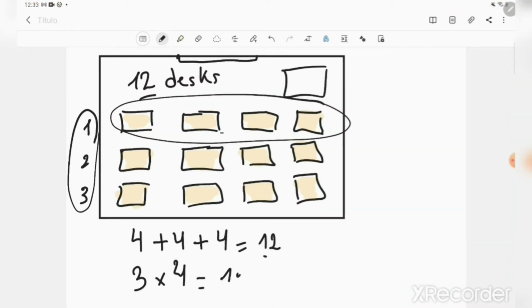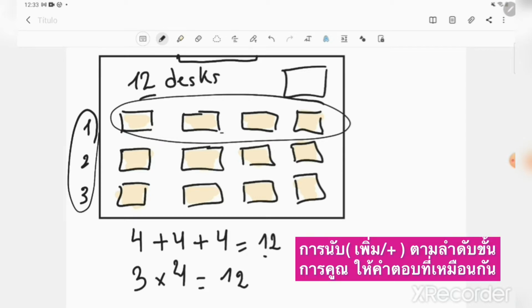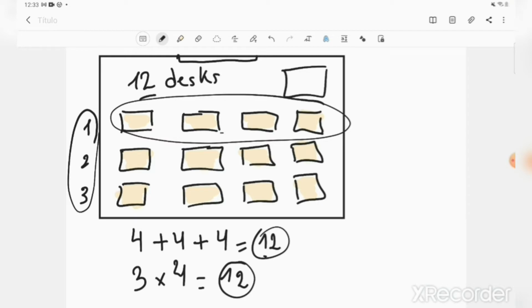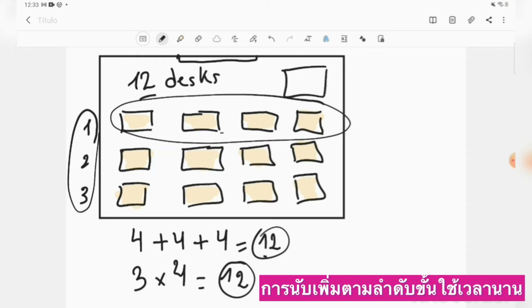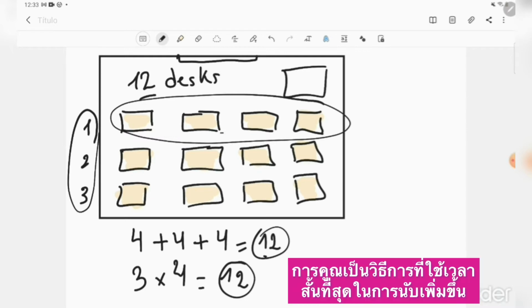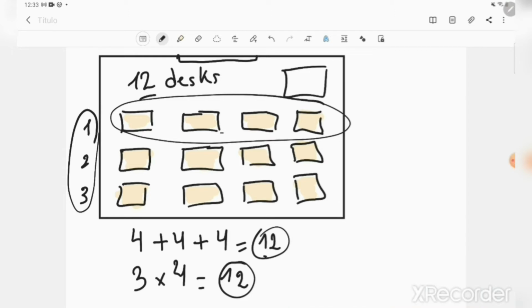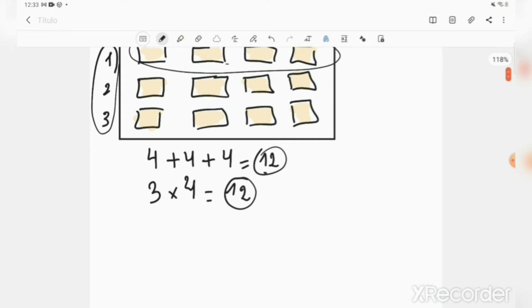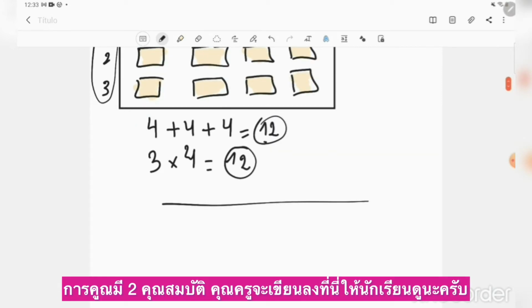And no matter if we count 1 by 1, if we use addition, or if we use multiplication, we will get the same answer. Okay, but the difference is if we count all the desks one by one, we take so long time. If we use addition, we take a little bit shorter time, but if we use multiplication, it is the shortest way to know the answer. So now with this example clear about multiplication, in the multiplication we have two properties.